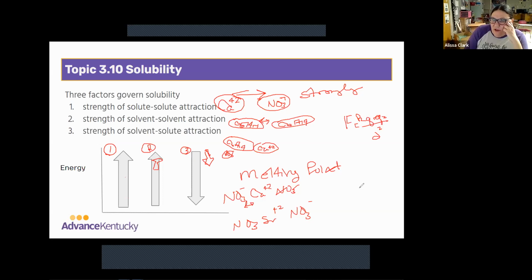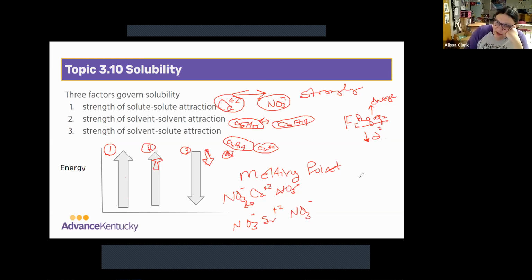This idea of Coulomb's law, that the force of attraction increases with the magnitude of the charge on the particles, and the force of attraction decreases with the distance between the point charges of the particles. So if I were to compare these two factors, the magnitude of the charges are the same. The nitrate ions are both negative. The calcium ion is a +2 and the strontium ion is a +2. So the magnitude of charge is the same.